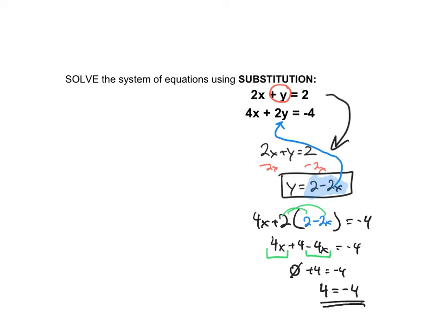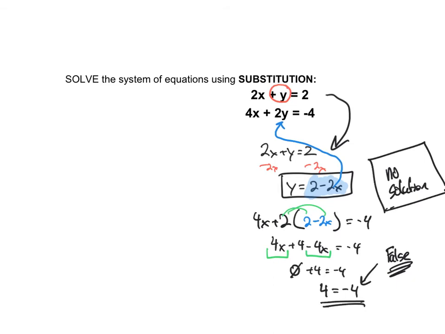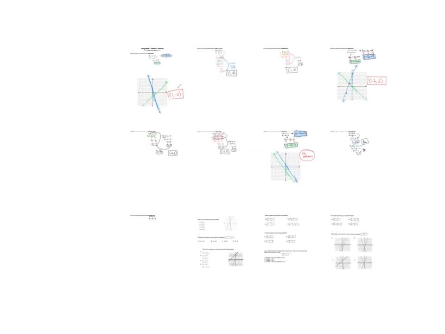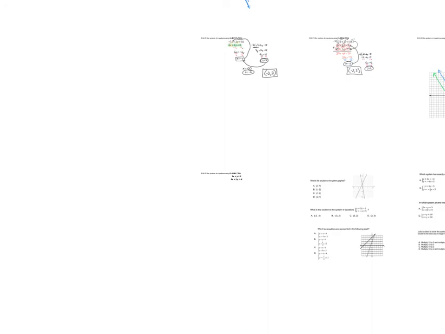Stop. X and y went away. Is this true or false? It is false. Therefore, no solution. If it's false, there's not a solution. If it was true, there would be infinite solutions or all real numbers. No solutions, that's what it looks like to do substitution. And then let's do elimination with that one right there.